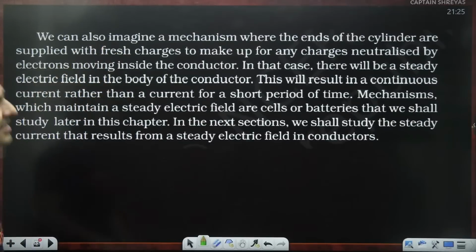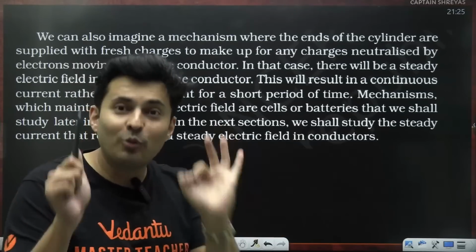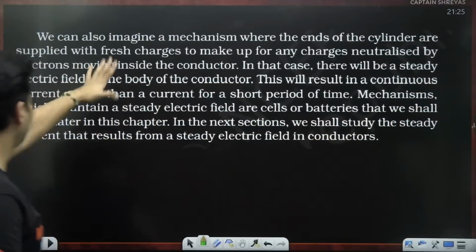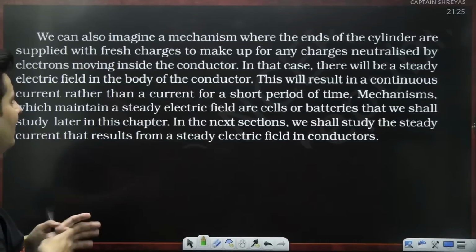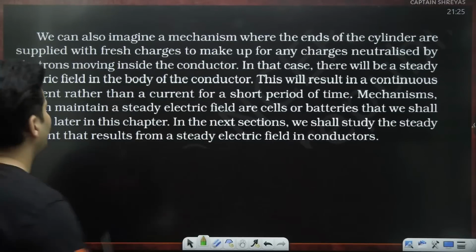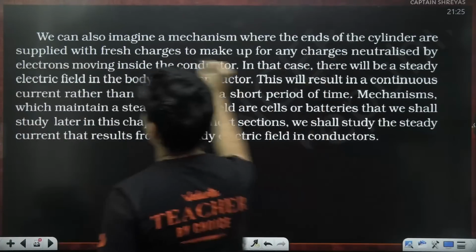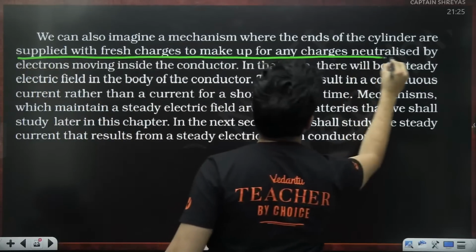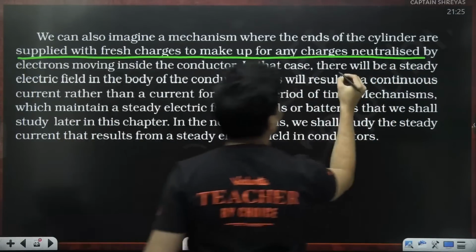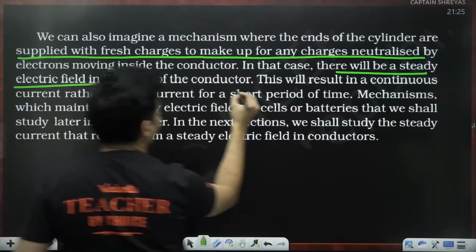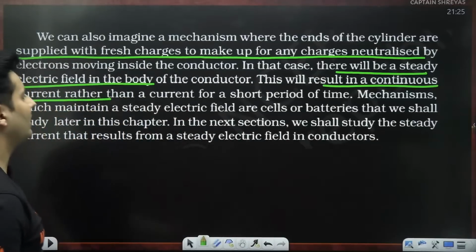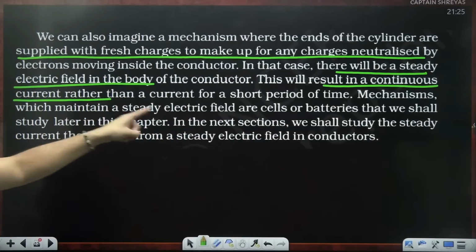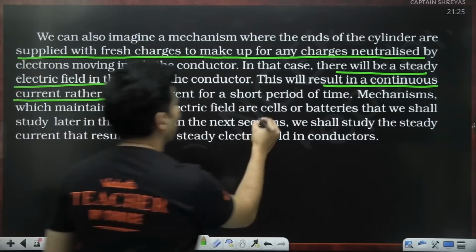We can also imagine, see guys, NCERT will try to complicate things, but wait a minute, Shreyas sir is going to decode this entire NCERT for you. We can also imagine a mechanism where the ends of the cylinder are supplied with fresh charges to make up for any charges neutralized, so that continuous flow is there. In that case, there will be a steady electric field in the body, and this will result in continuous current rather than a short current. This mechanism by which you make a steady current is basically called cells or battery.